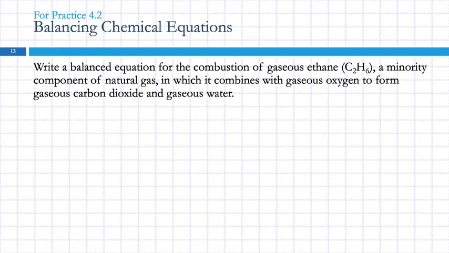Let's do another one. Write a balanced equation for the combustion of gaseous ethane, a minority component of natural gas, in which it combines with gaseous oxygen to form gaseous carbon dioxide and gaseous water. So again, I'm just going to highlight the different reactants and products. And then I see I have ethane combines with oxygen, so it's ethane plus the oxygen to form, there's my reaction arrow, carbon dioxide and water.